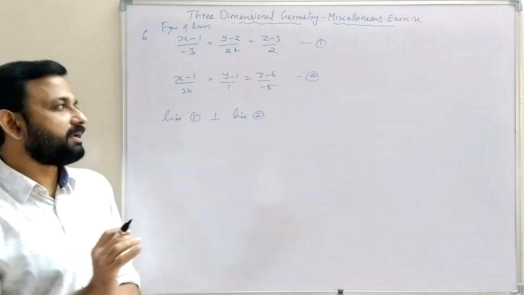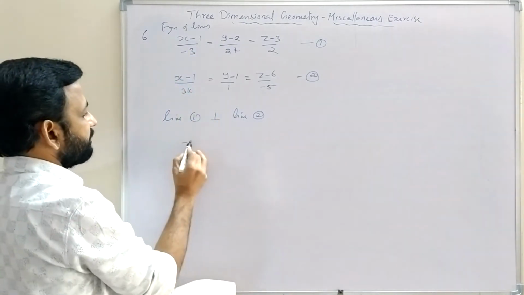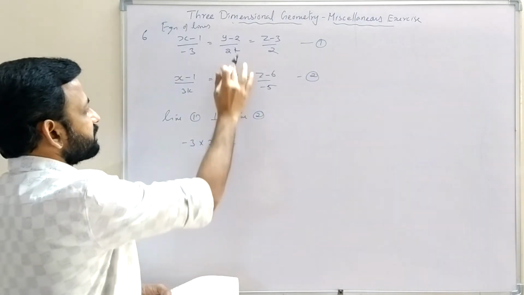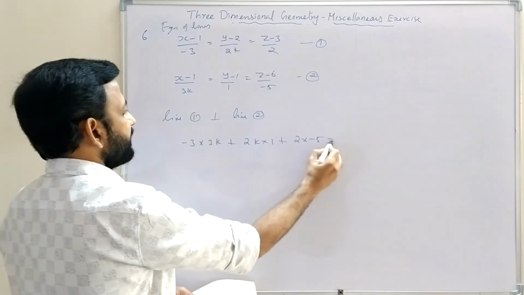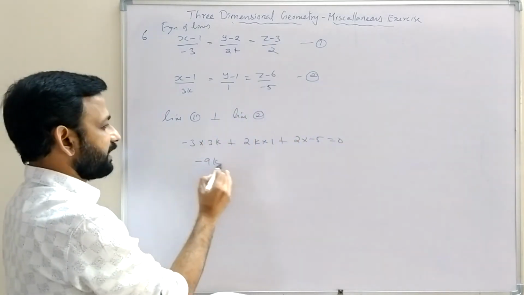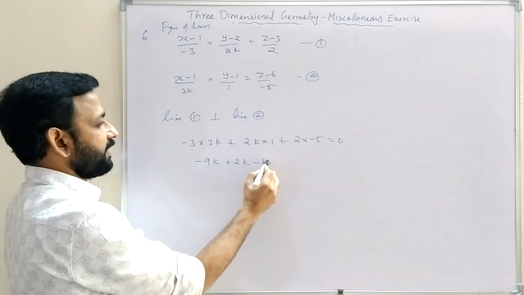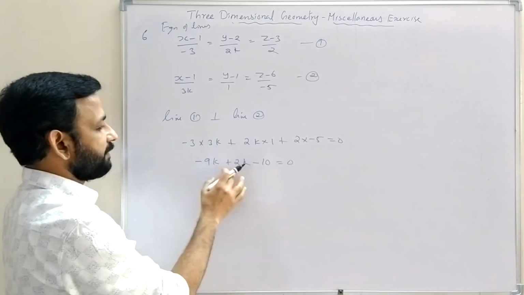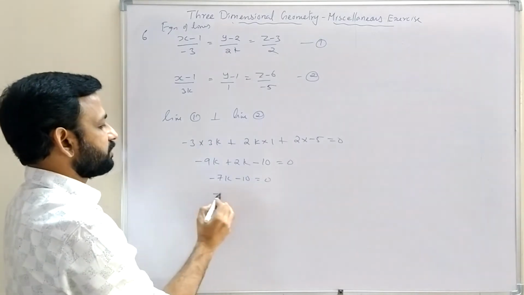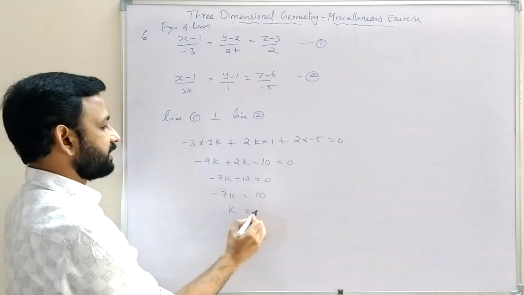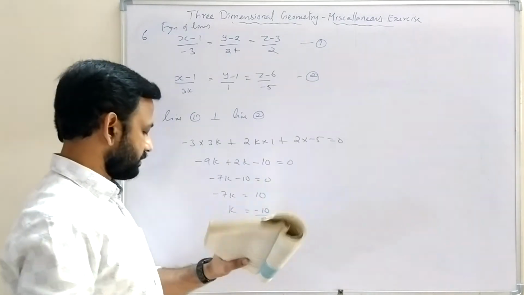If they are perpendicular, then a1a2 plus b1b2 plus c1c2 equals 0. So minus 3 into 3k, plus 2k into 1, plus 2 into minus 5 equals 0. That is minus 9k plus 2k minus 10 equals 0. So minus 9k plus 2k is minus 7k, minus 10 equals 0. So minus 7k equals 10. Therefore k equals minus 10 upon 7. So that is the value of k, minus 10 upon 7.